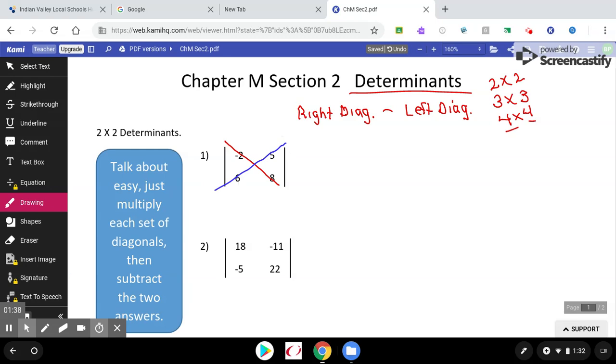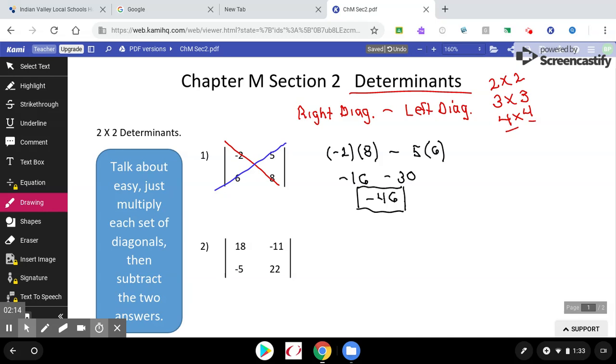So, right diagonal, -2 and 8. We multiply those together, and then we subtract the other diagonal, which was a 5 times a 6, and that's it. That's a determinant. So pick up a calculator if you want. That's -16. That's 30. Subtract them, and you got -46. There's your determinant.